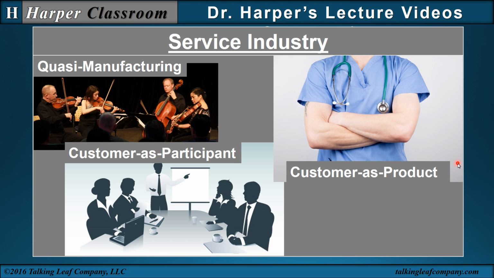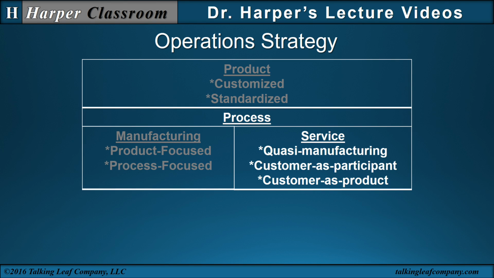Next is customer as product. The example is the medical field, because the customer is the result of the service. The different service process designs require different skills from the server. It also indicates different definitions of quality for the customer. But the way all of these are put together will define your operation strategy for service process design.